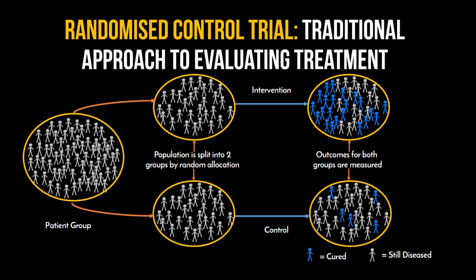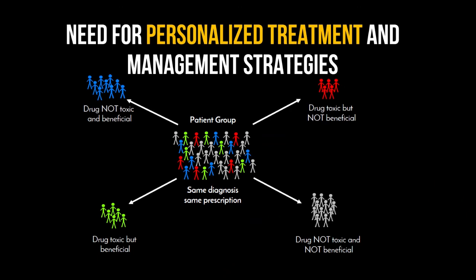And at the end, we measure the treatment effect. So maybe in the intervention, we see that a high proportion of patients are cured, but in the control, we see that fewer patients are cured. So this is the general framework for evaluating treatment effects in a randomized control trial setting.